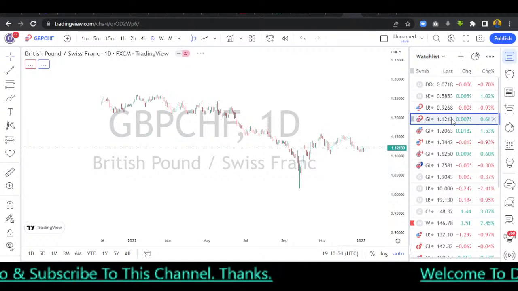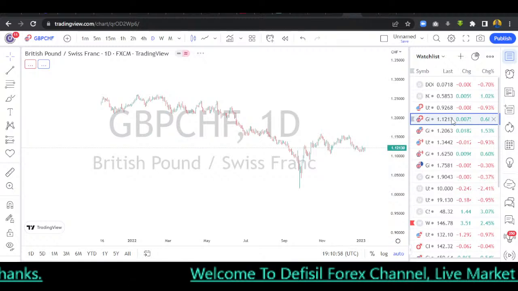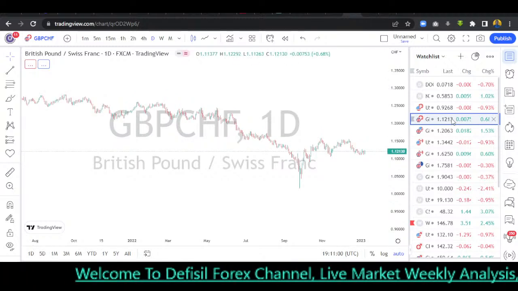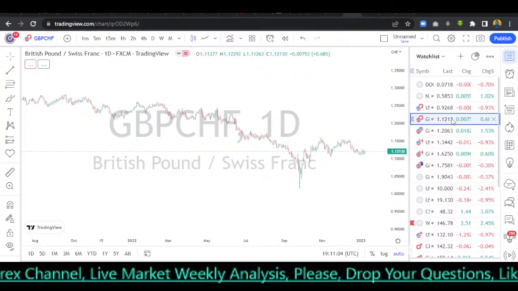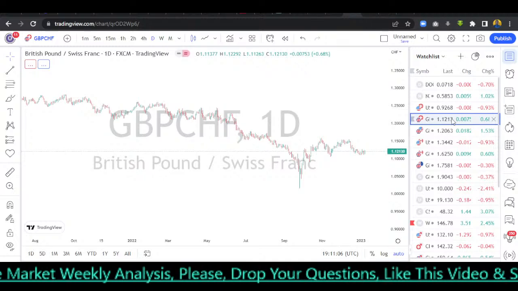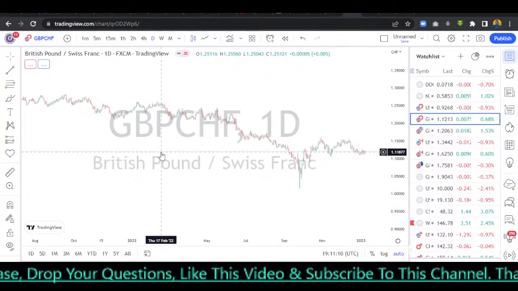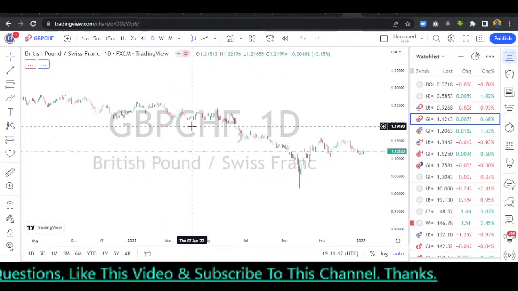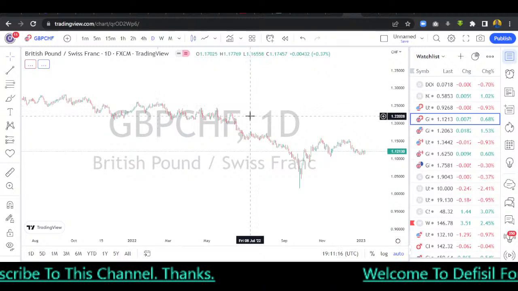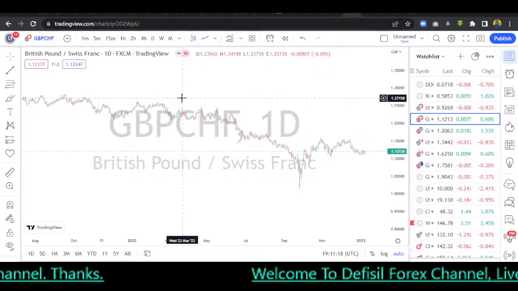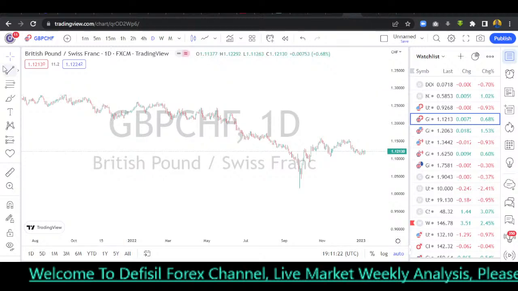Okay, while we wait for this, this is the pound franc, that's GBP CHF. So this is a daily chart over here. Let's look at what the market is doing in its overall performance. This is a daily time frame chart. You can see that on a high overview, this market is in an uptrend.